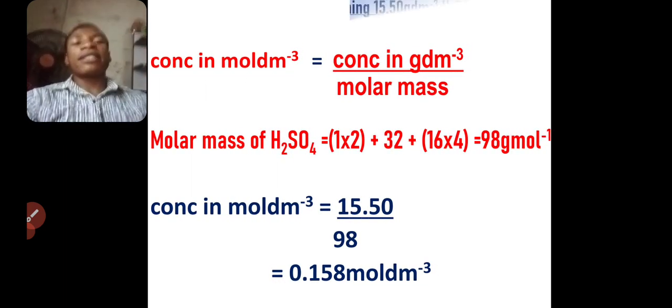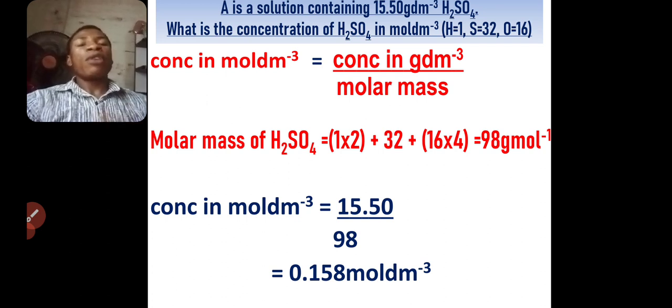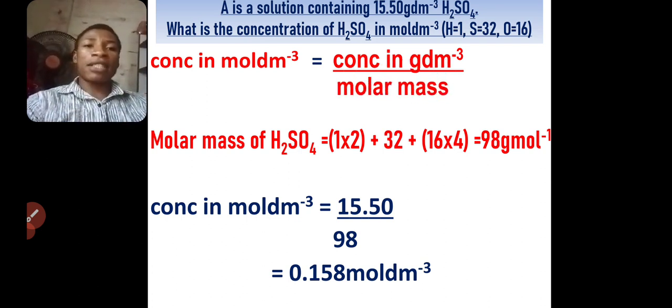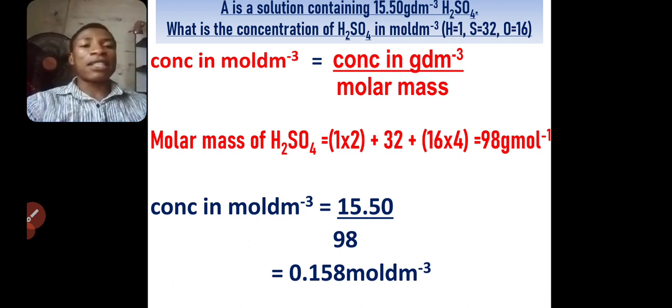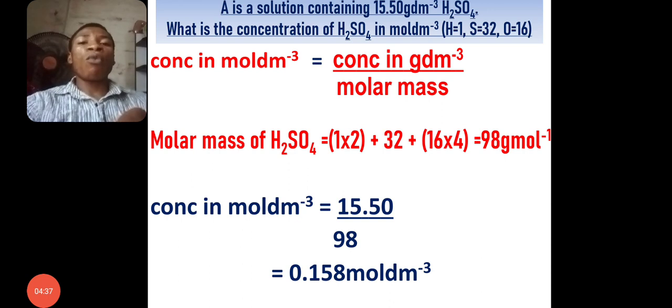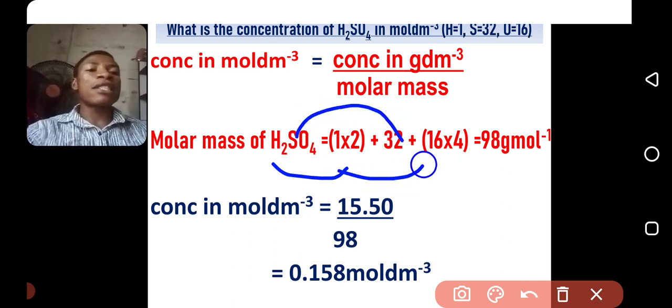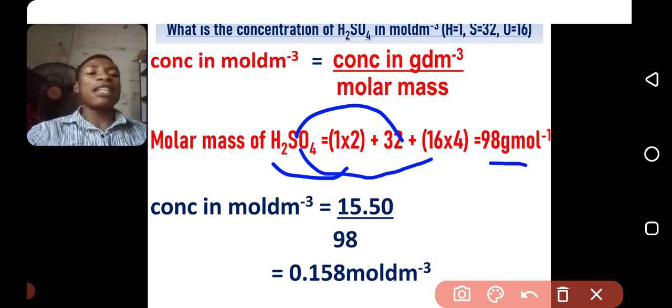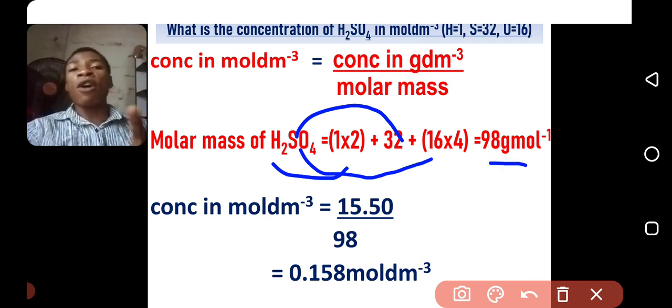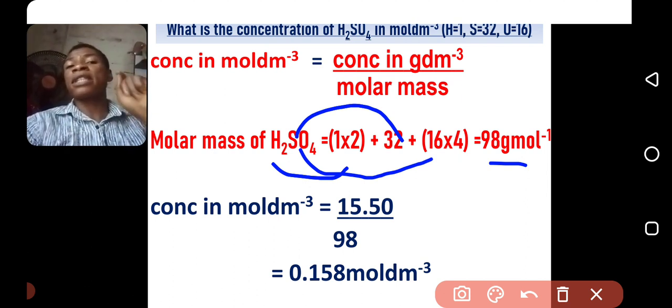So how do we go about it? From the question above, the formula is conc in mole per dm cube equals conc in gram per dm cube over molar mass. So we have to first find the molar mass. The molar mass is 1 times 2, that's hydrogen, plus 32, S is 32, and O is 16, but 16 is appearing 4 times, that's 16 times 4. So everything gives us 98 grams per mole. That is the unit of molar mass, grams per mole. Always put it there whenever you're calculating your molar mass.